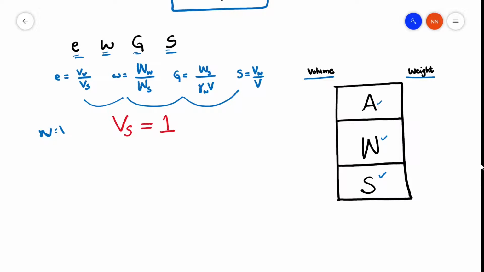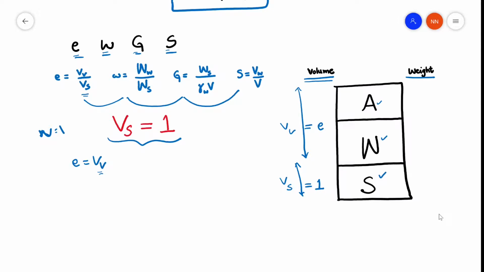After we assume Vs equals 1, the first thing which involves Vs is E. If Vs equals 1, then E becomes equal to Vv. Now if we look at the volume side of our derivation, we know that this is the volume of voids and this is the volume of solids. The volume of solids we have already assumed is equal to 1, and we also know that the void ratio gives Vv equals E.